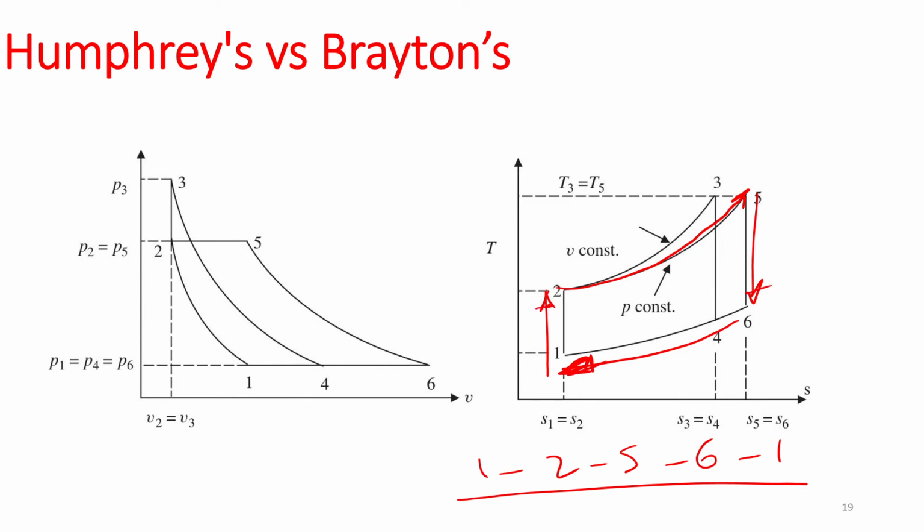Pressure is constant at the combustor, pressure is constant from exhaust to inlet, and then we have the entropy constant at the turbine and compressor.